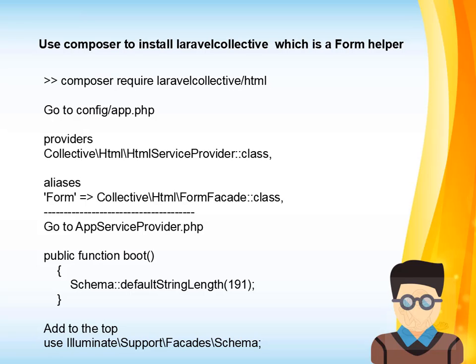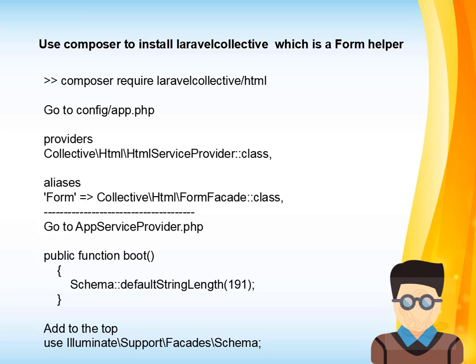The first step is to use Composer to install Laravel Collective, which is a form helper. The command is given as shown: composer require laravelcollective/html. Then we go to config/app.php and inside the providers, Collective\Html\HtmlServiceProvider::class, and inside aliases we put Form => Collective\Html\FormFacade::class.